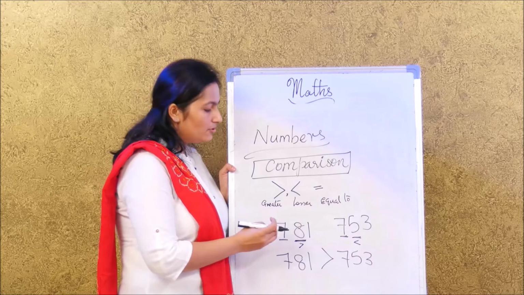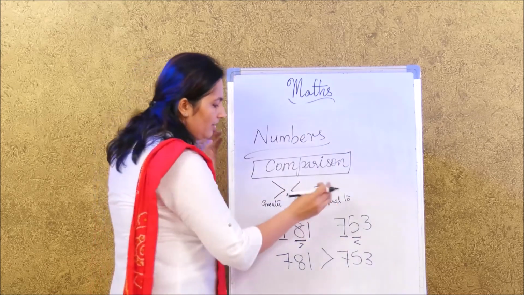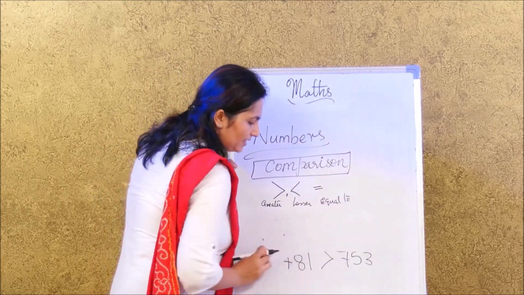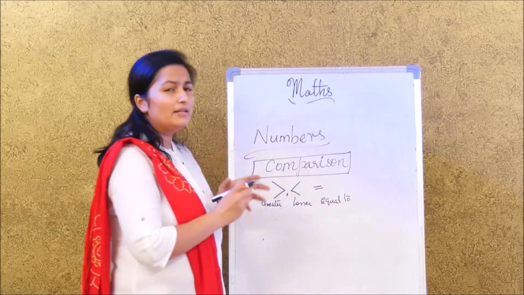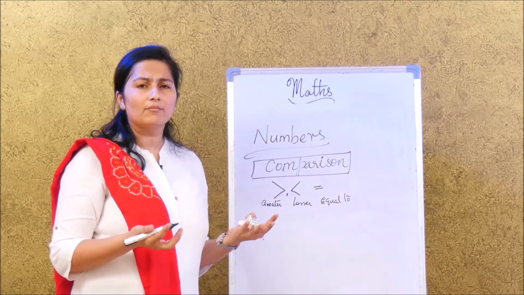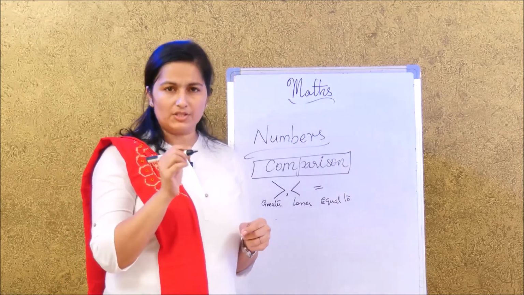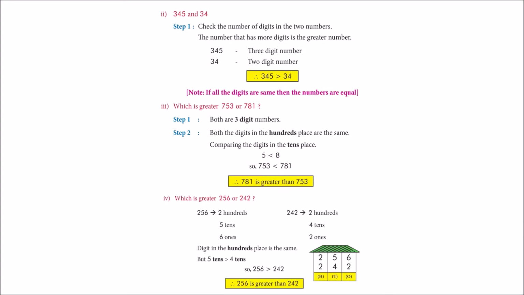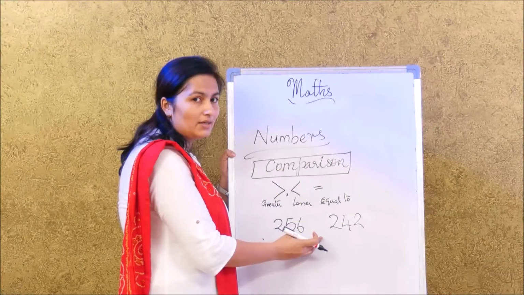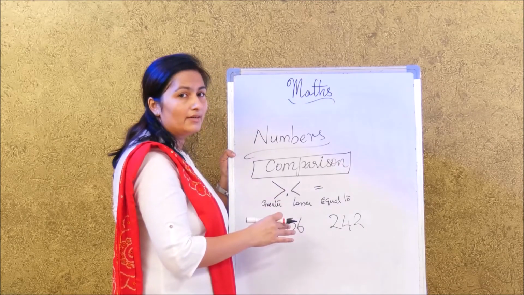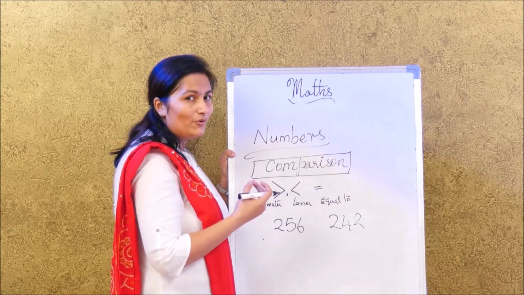So why did we learn this? Because suppose you suddenly see 3-digit numbers like this. Let us take another example from the textbook. When you suddenly see numbers that are both 3-digit numbers, how do you find out which is greater? That is why we took this example. Let us take another example, 256 and 242. Again the same question is before us. They both are 3-digit numbers, they both are in the 200s. So how do we know which is greater?